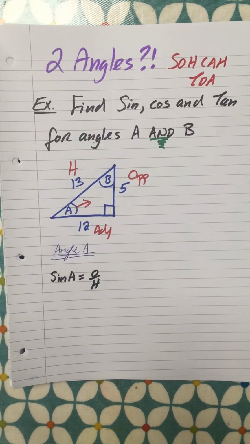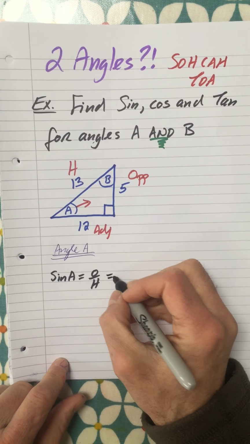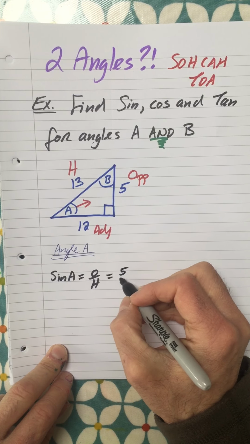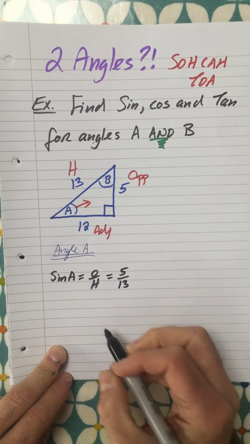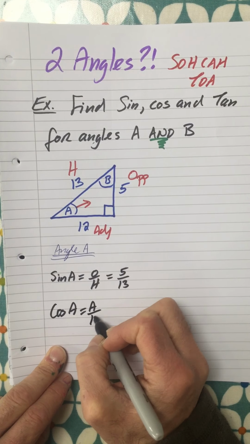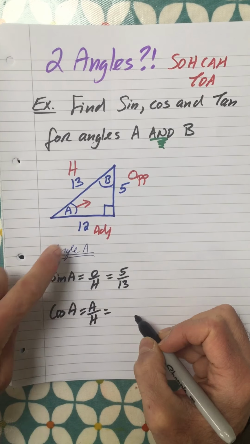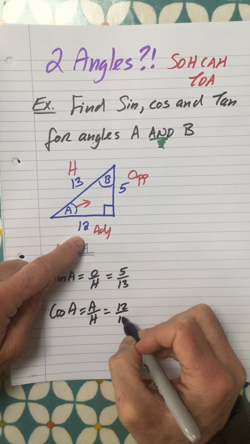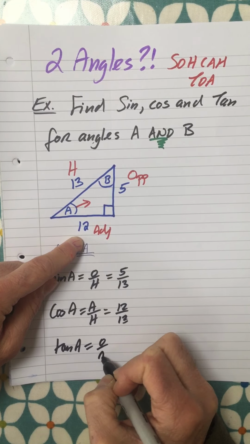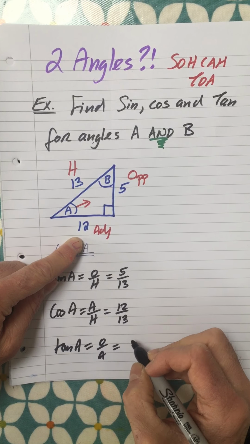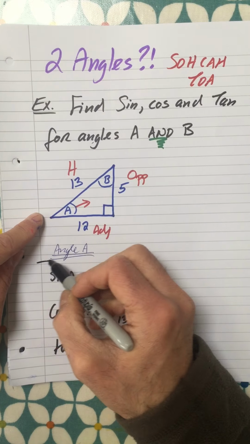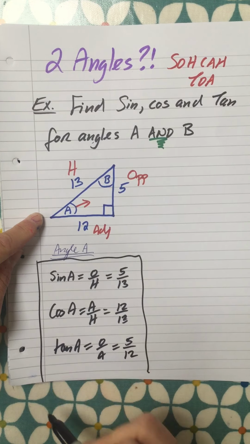And in this particular example, our answer would be, well, let's see, 5 over 13. And cosine of angle A would be side A over side H, which in this case would be 12 over 13. And tan of angle A would be O over A, which is 5 over 12. So that was easy, no problems.